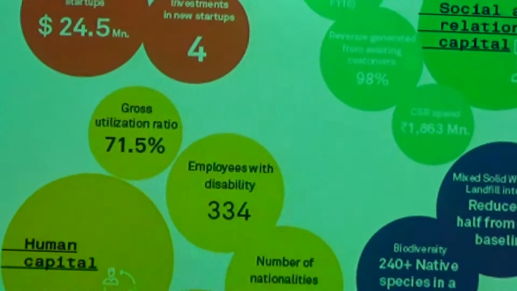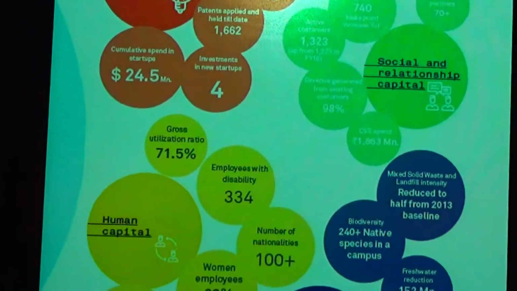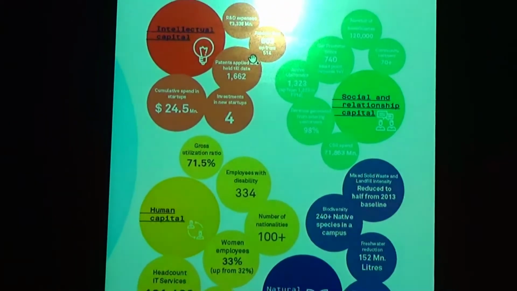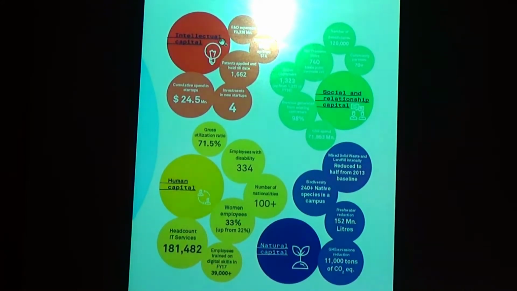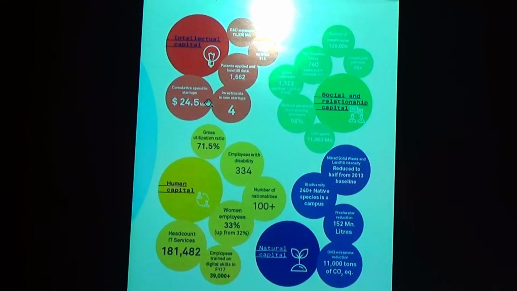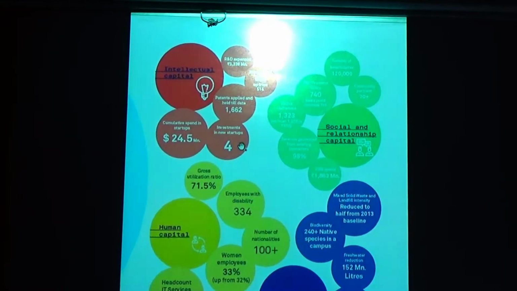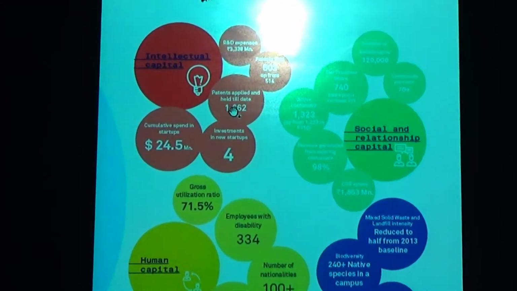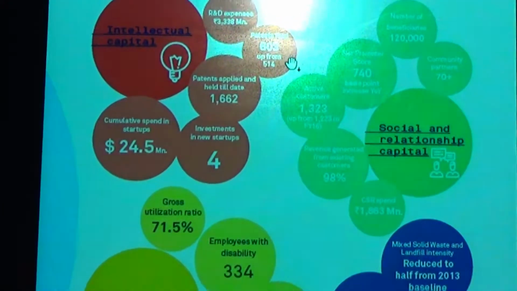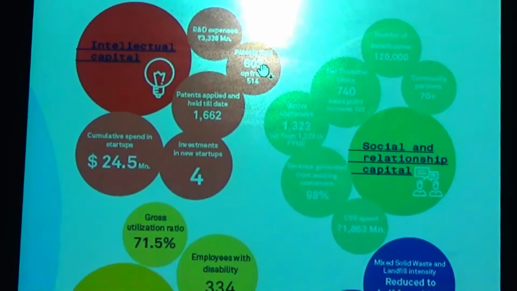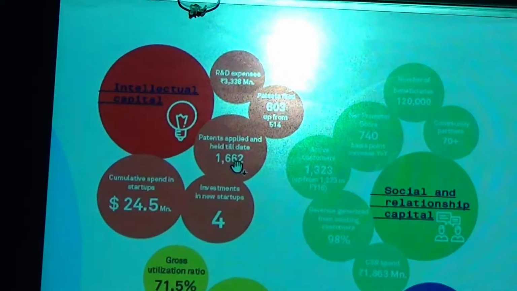Here the company presents quite a good picture of the company's performance. That's what the annual report speaks about. They have given this summary of the entire performance which they have done. Intellectual capital: they have spent almost about $24 million in startups, investment in new startups. The patents they have filed are almost about 1,600, up from 603, and applied till now is 1,662.